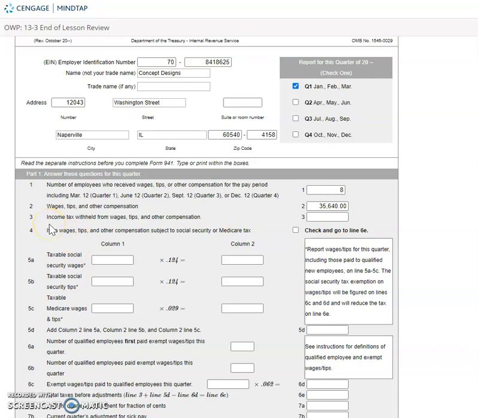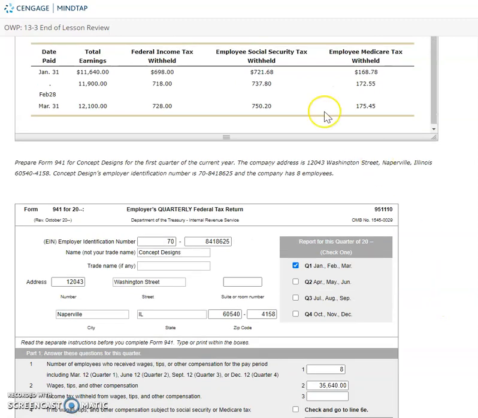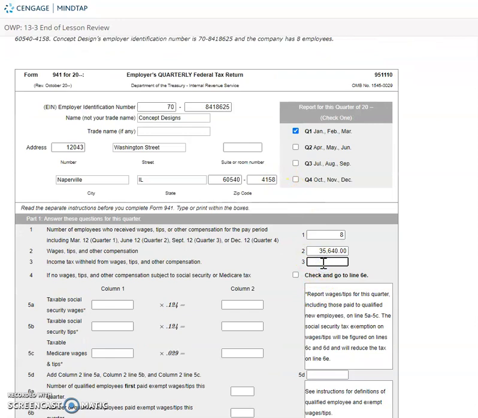Then it asks me for my income tax withheld from wages, tips, and other compensation. When I scroll back up here, I see my federal income tax for the 3 months. Again, I'm going to add those 3 together. So my total income tax that was withheld is going to be $2,144.